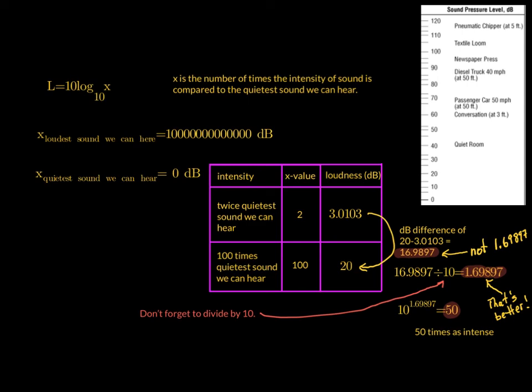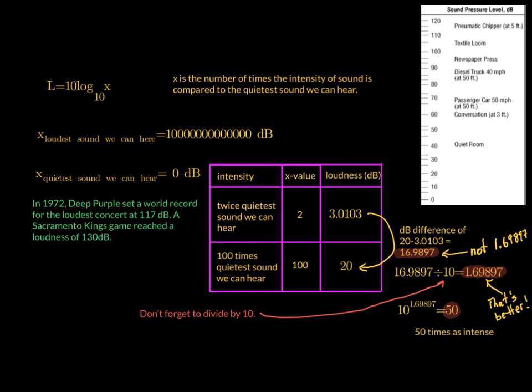All right, for your last challenge of the day. In 1972, Deep Purple, which is a band, set a world record for the loudest concert at 117 decibels. From my research, the Sacramento Kings actually had a game where they hit 130 decibels in their stadium. Now, how many times the intensity of that rock concert that set the world record was this arena in Sacramento? For the last time, pause the video, come back when you think you have the right answer.